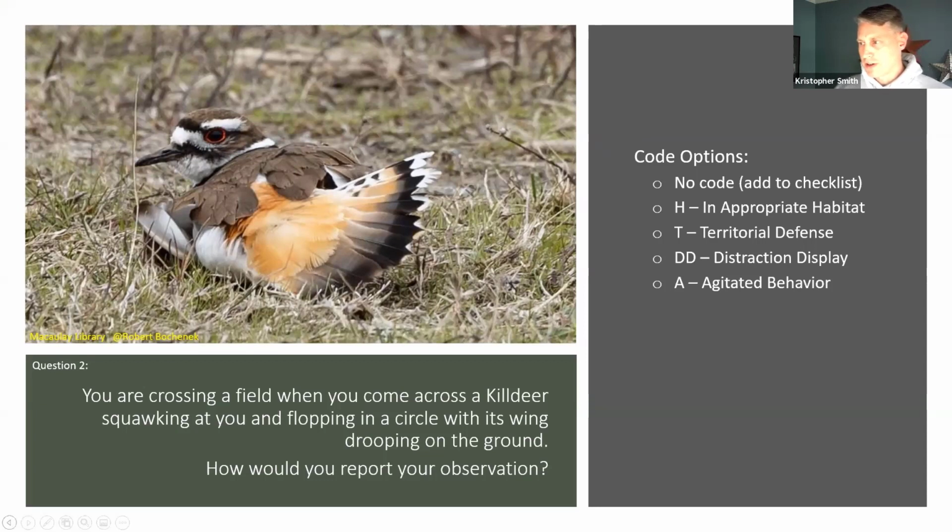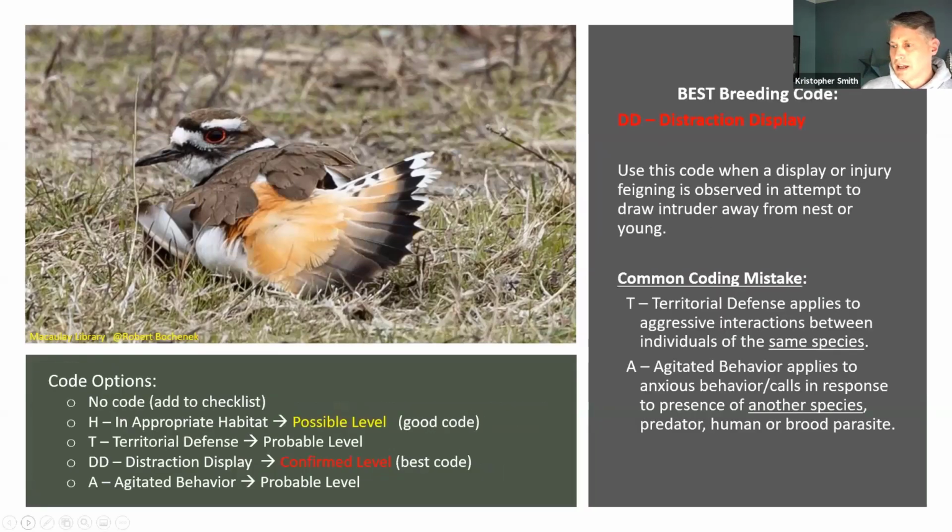I think we are at 35, which is correct for us. All right, Ben, we're good. So our majority said distraction display. So again, our best breeding code is going to be a distraction display. Other codes, a good code again, H, inappropriate habitat, just at a good level. Again, that's a possible level. We're trying to get those to a confirmed level. The confirmed level would be DD, distraction display.